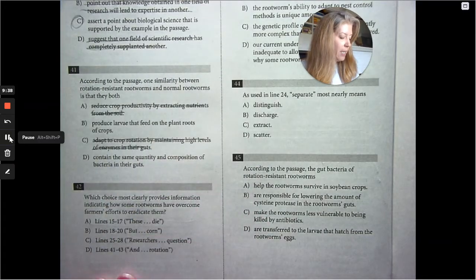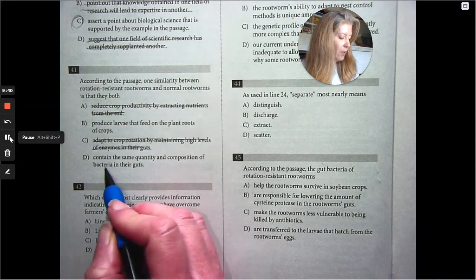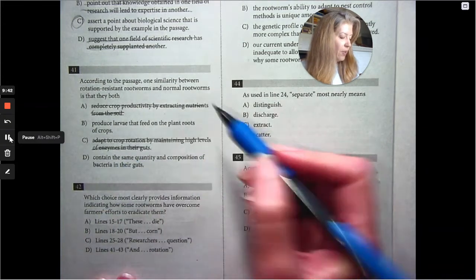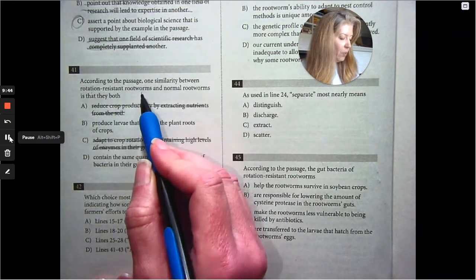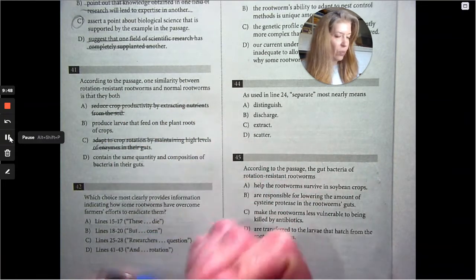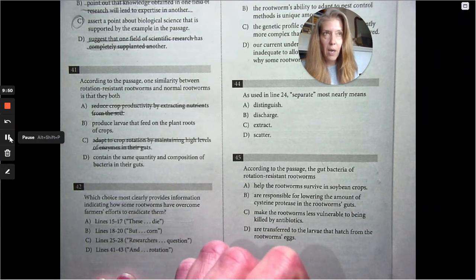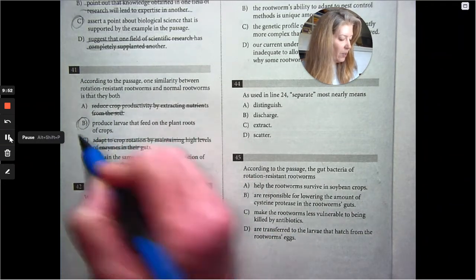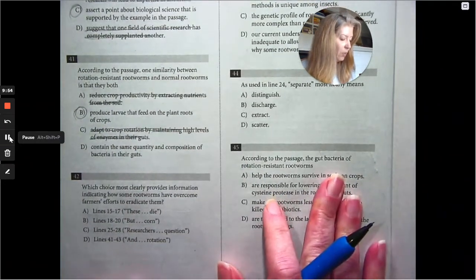Contain some quantity and composition of bacteria in their guts. Oh, okay, so the similarity between rotation-resistant rootworms and normal rootworms is that, but when we go back and forth between what the problem was, what the hypothesis was, then we're choosing B. Produce larvae that feed on the plant roots of crops.